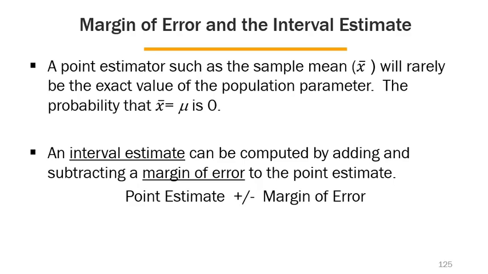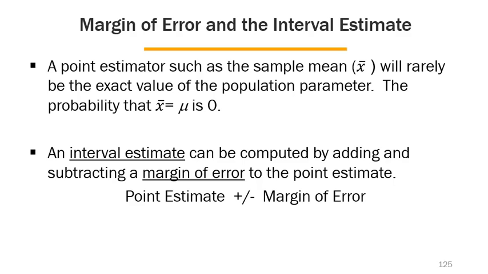Now, something to note with a point estimator, such as x bar, is that it's rarely going to be the exact value of the population parameter. Right? It will probably be wrong. The probability that x bar will equal mu is 0. If we have a continuous distribution, the probability that we've happened to get the exact right value, that our sample led us directly to mu, is 0.